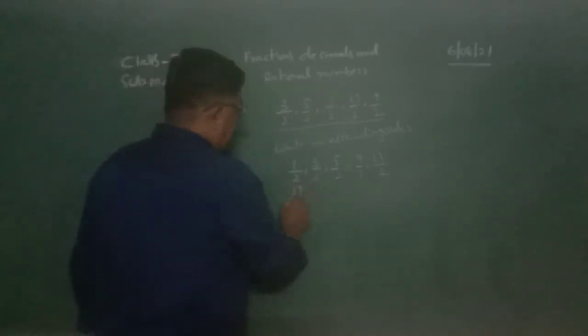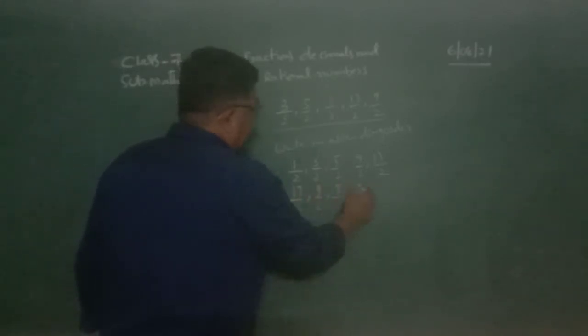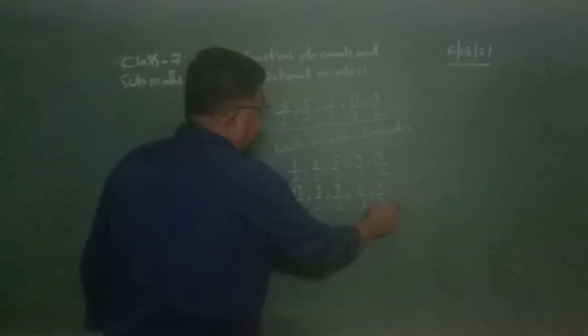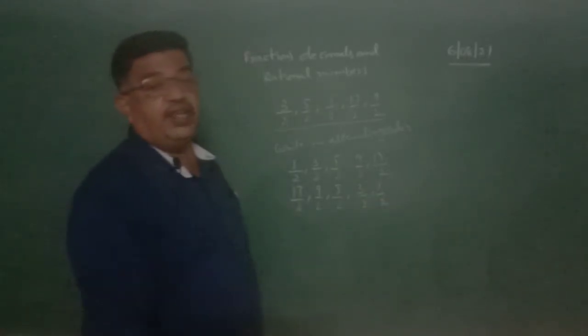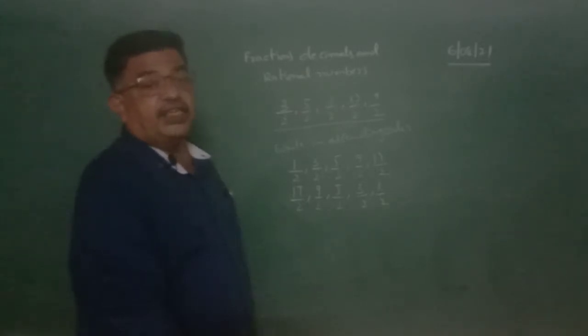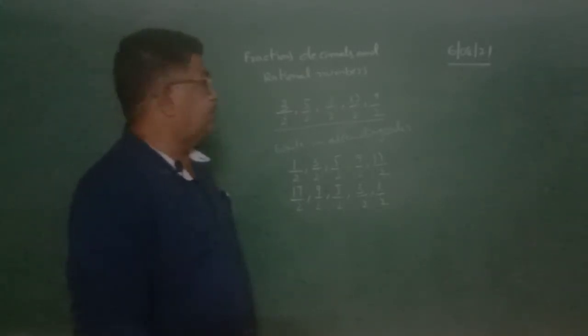If I write 17 by 2, 9 by 2, 5 by 2, 3 by 2, 1 by 2, this is the descending order of the fractions. So, ascending order and descending order is possible if the fractions are like fractions.